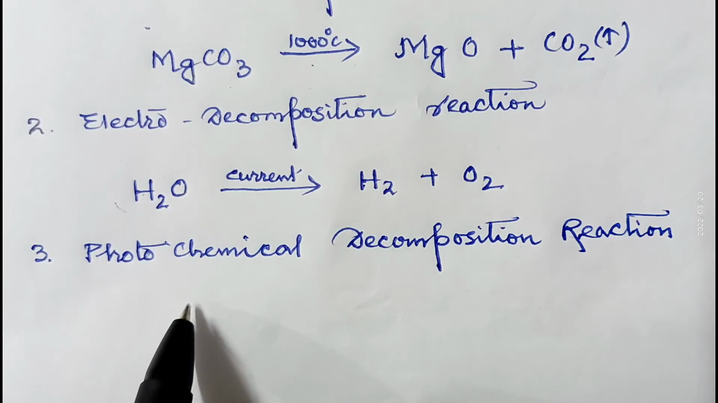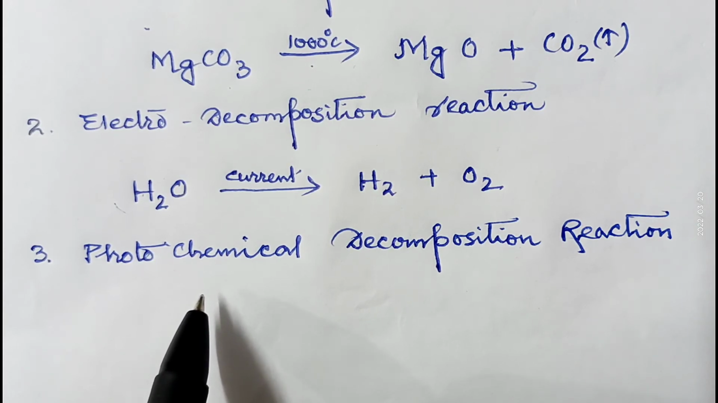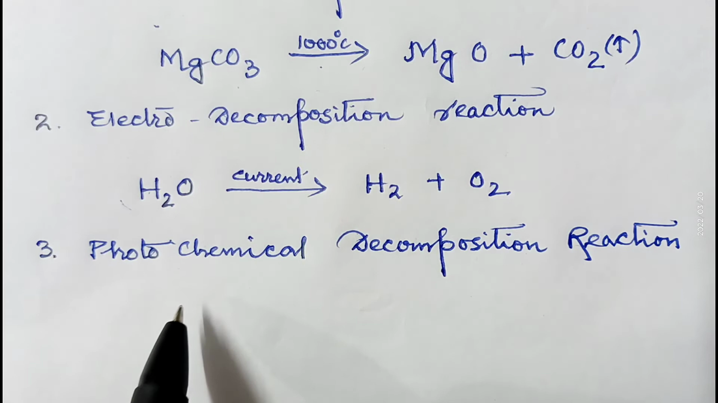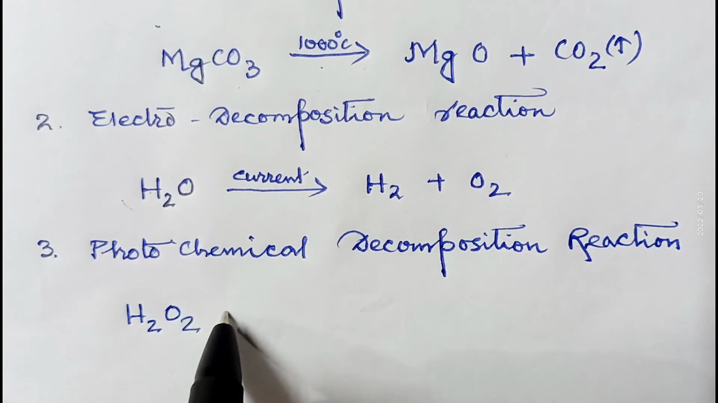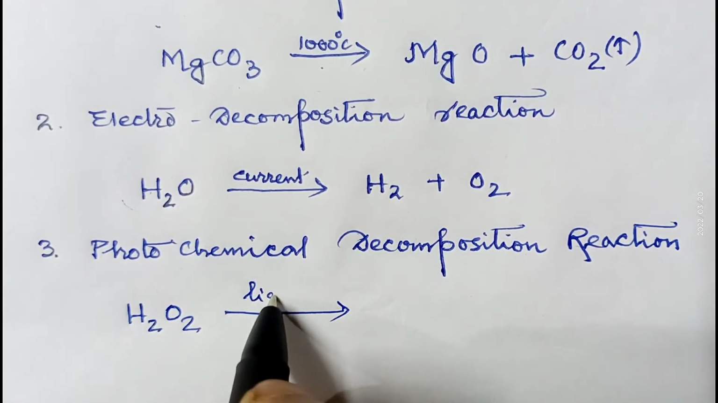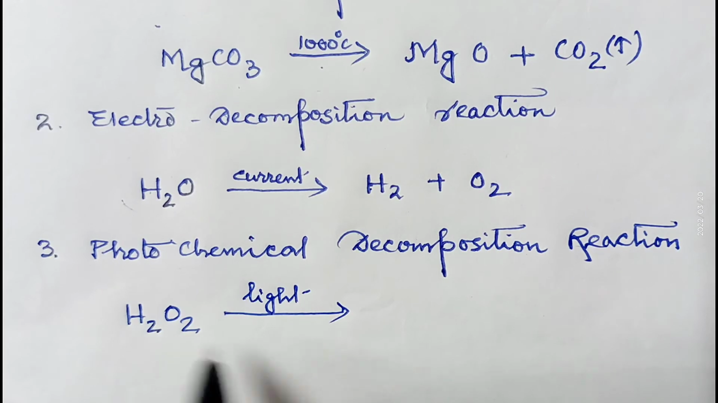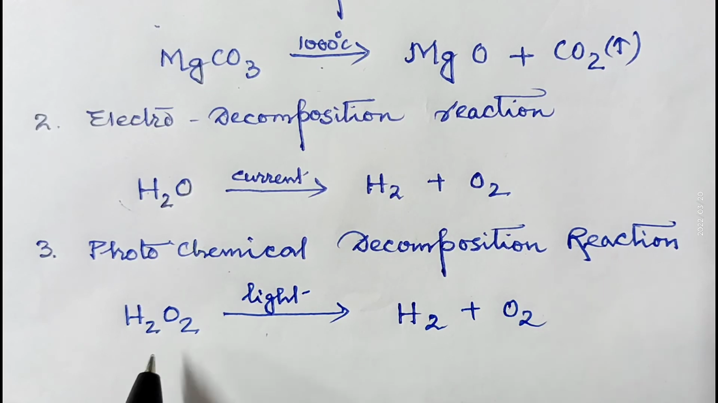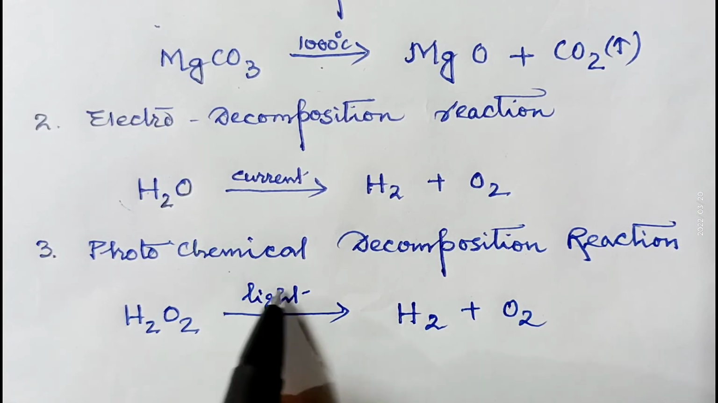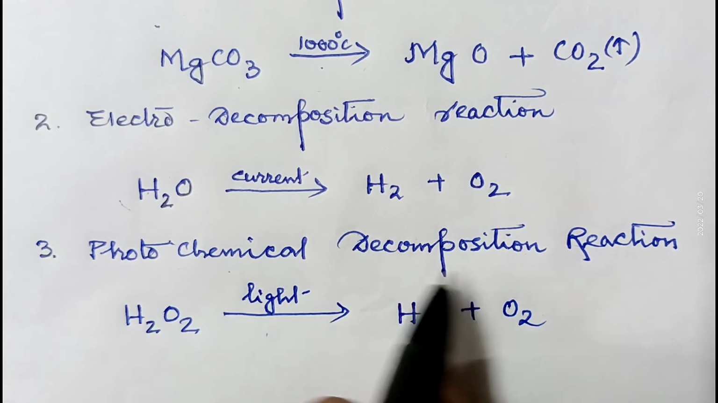The third type of decomposition reaction is called photochemical decomposition reaction. In case of photochemical decomposition reaction, a compound is decomposed by light so as to form two or more substances, then it is called photochemical decomposition reaction or simply photolysis. Now, if you take hydrogen peroxide, H2O2, this is the formula of hydrogen peroxide, and if we use light, then this hydrogen peroxide will split into hydrogen gas and oxygen gas. Since this decomposition has taken place in the presence of light, this is called photochemical decomposition reaction.